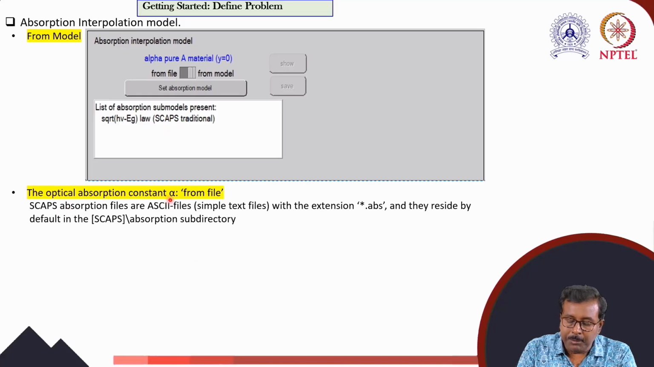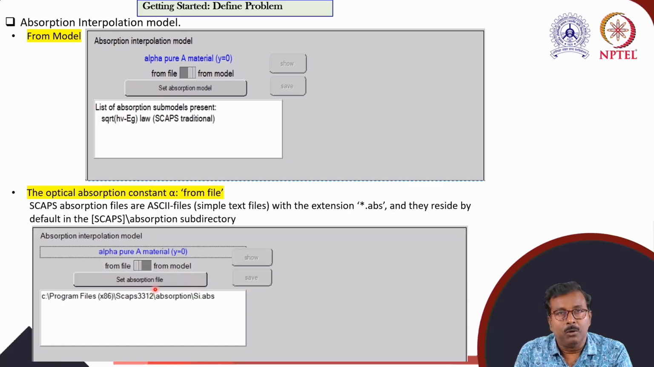And the optical absorption coefficient, that is alpha. This alpha can be stored as an ASCII file, that is a simple text file with the extension .abs. You have to save the file as .abs, and in the plain text file you have to mention the absorption coefficient as a function of wavelength lambda. And here you see this path is given. Already in the library this absorption file is there.